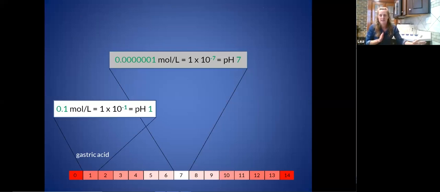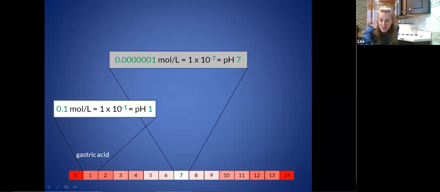If we go all the way down the acidic side of the scale to gastric acid, that's our stomach acid, that has actually much more, about 1 million times more hydrogen ions in it per liter. So that is a little bit of an easier number to look at, 0.1. It's closer to 1 mole per liter. So that can be written as 1 × 10 to the -1st power. Again, we're going to simplify that by taking this small number up here, making it positive, and we're going to have a pH of 1.